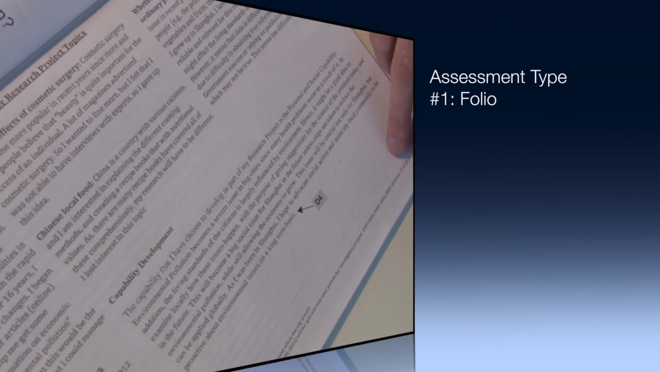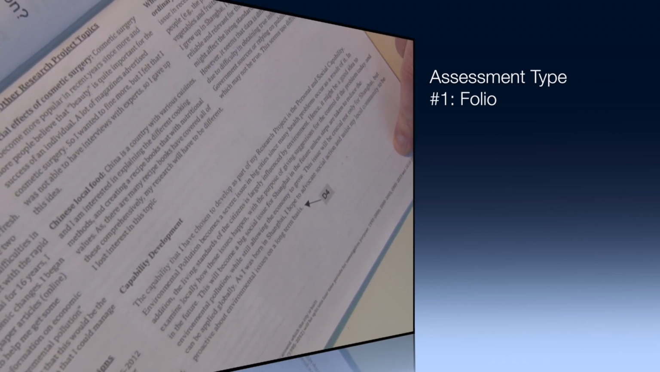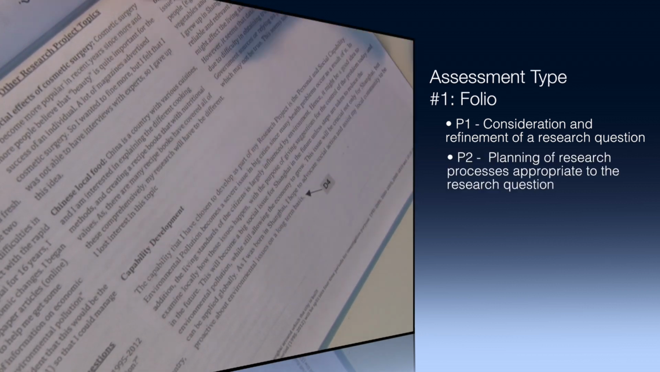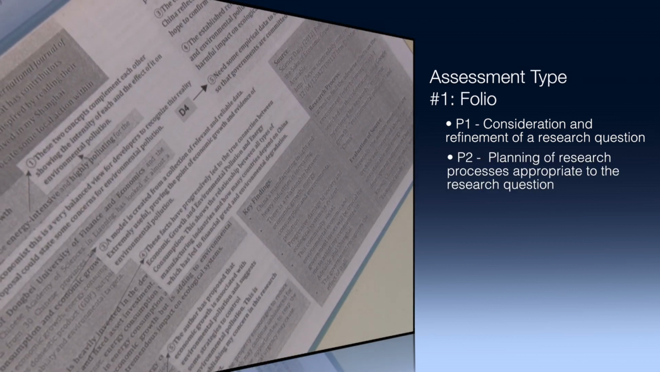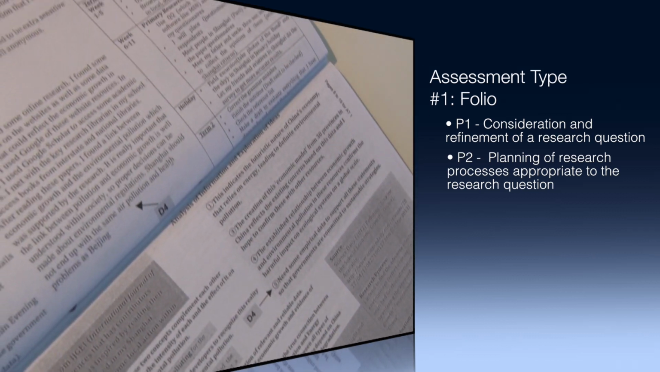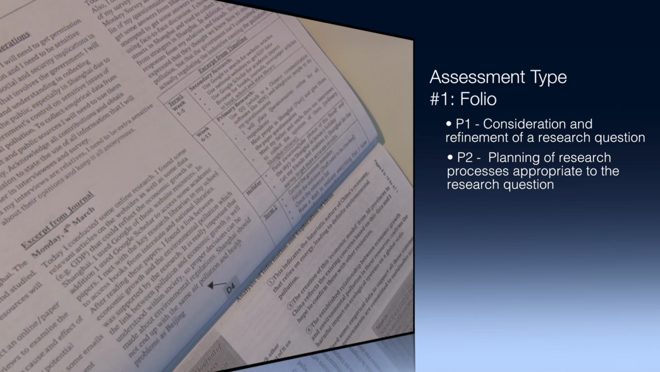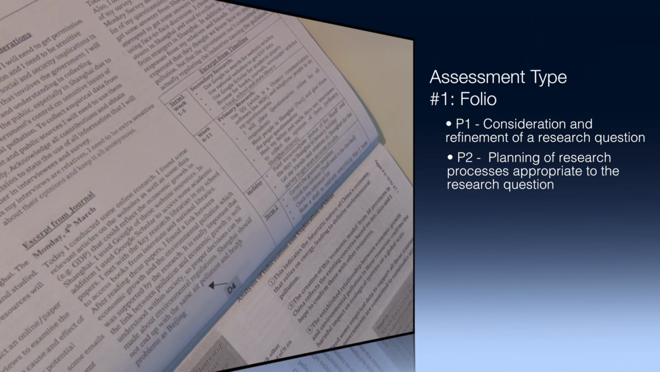There are 10 A4 pages presented. Criteria P1 and P2 are demonstrated in the first page and across into the second page as well. The student gives good consideration to other possible topics and then refines down to their question.